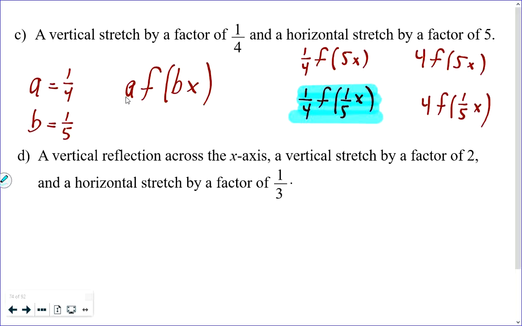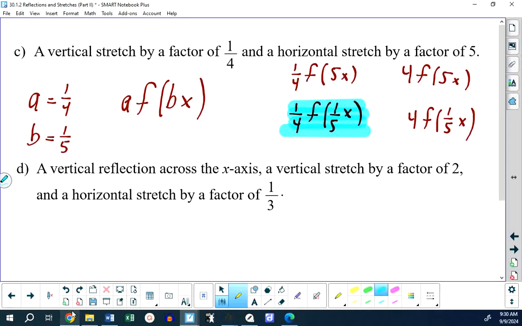A vertical reflection across the x-axis. I've got to change this question eventually. I should not have to tell you vertical. You should be able to read a reflection across the x-axis and say to yourself, oh, that's a vertical reflection. Because across the x-axis means you go from above to below or below to above. And what that tells you is that this is a. A is 2. It's vertically reflected.